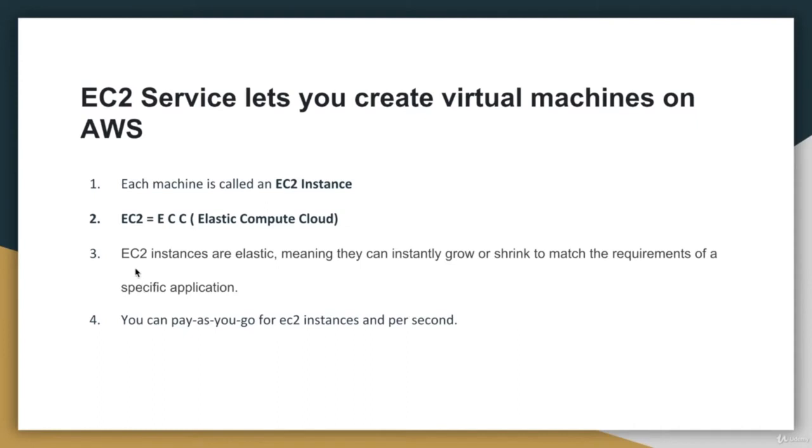EC2 instances are elastic, just like in the name, meaning they can instantly grow or shrink to match the requirements of a specific application. So they can grow and shrink in capacity. You can start with 5 EC2 instances and provision hundreds and thousands as needed. And it ties up to the concept of pay as you go, right? You can pay for your EC2 instances as you go, and you don't have to buy capacity up front. You can pay per second for EC2 instances. So if you use EC2 instances for 5 minutes, you pay for 5 minutes. If you use EC2 instances for 5 hours, you pay for 5 hours only. So you get the capacity whenever you want, and you only pay for what you use with EC2.